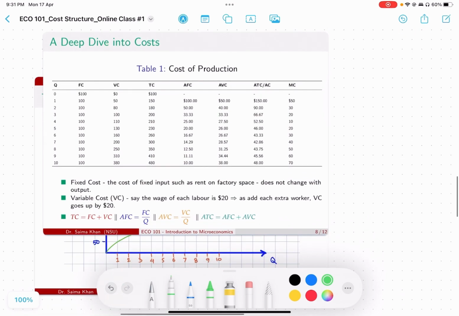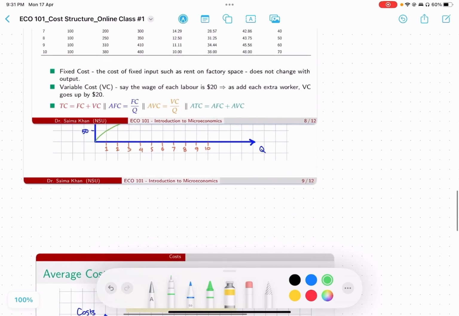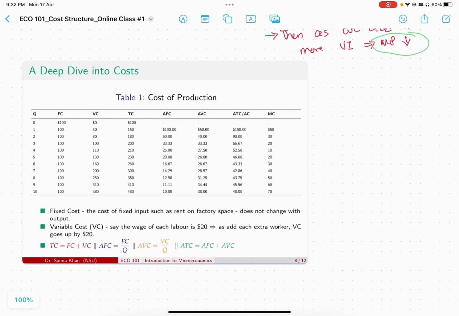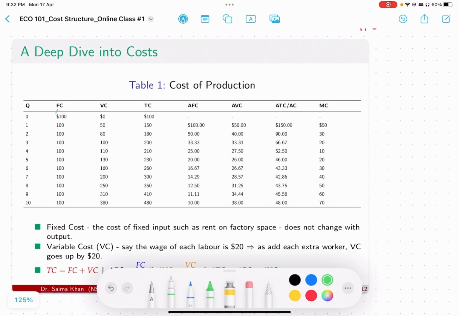Next, we are going to look at the different types of costs, so the cost structure of a firm. These are the different types of costs faced by the firm. Let's call this the total fixed cost, this is the total variable cost, and we've got the total cost here.